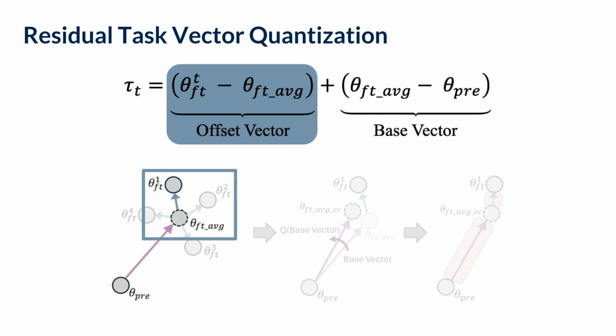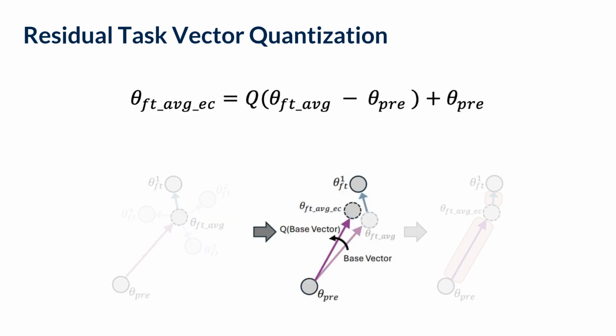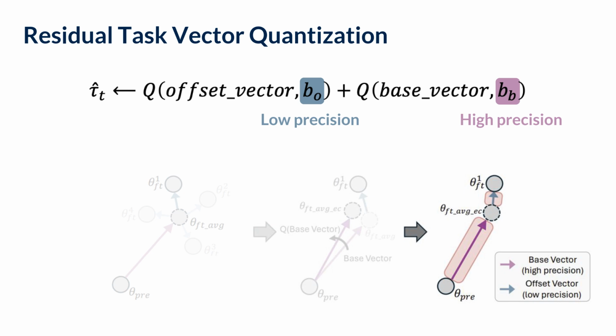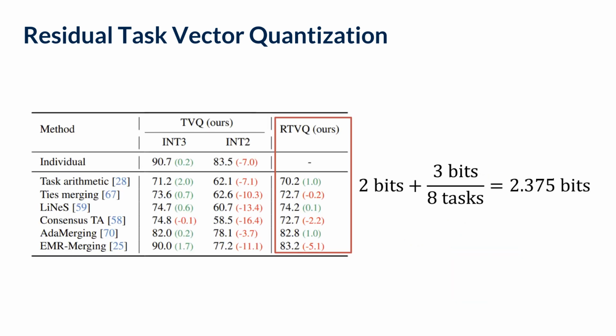Next, for each task, we calculate a small residual, the offset vector, which represents how much it deviates from this common quantized base vector. We implemented an error correction mechanism. The error generated from quantizing the base vector is corrected for when calculating the offset vectors, minimizing cumulative error. We assign high-precision 3-bit to the base vector, which is stored only once. Then we assign low-precision 2-bit to the multiple, but much smaller, offset vectors. As a result, we achieved remarkable performance resilience, all while using an effective rate of just 2.x bits per task.